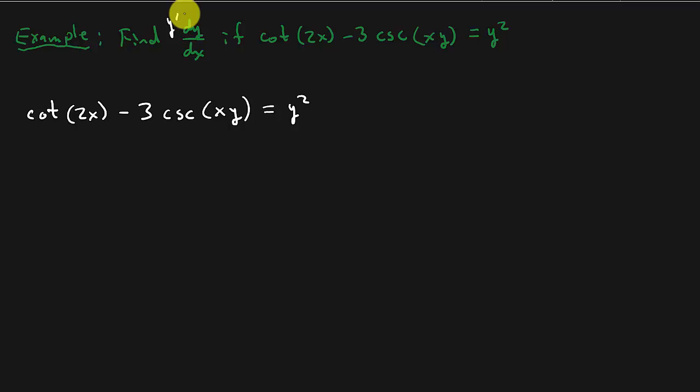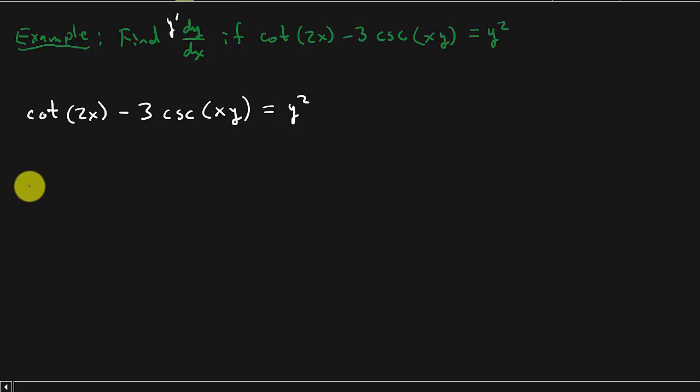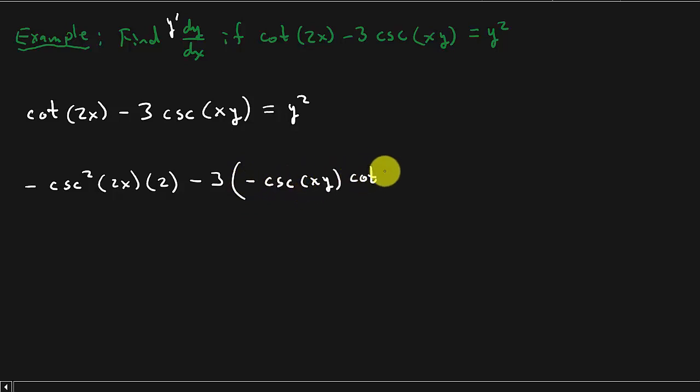All right. So implicit differentiation. Hopefully you still remember how to do this. So the derivative of cotangent is what? Negative cosecant squared 2x, right, times the derivative of what you're taking the cotangent of, so times 2, minus, now the derivative of this, so that's going to be what? Minus 3. Now what's the derivative of cosecant? The derivative of cosecant is negative cosecant cotangent, right? That's the derivative of cosecant times the derivative of what you're taking the cosecant of.